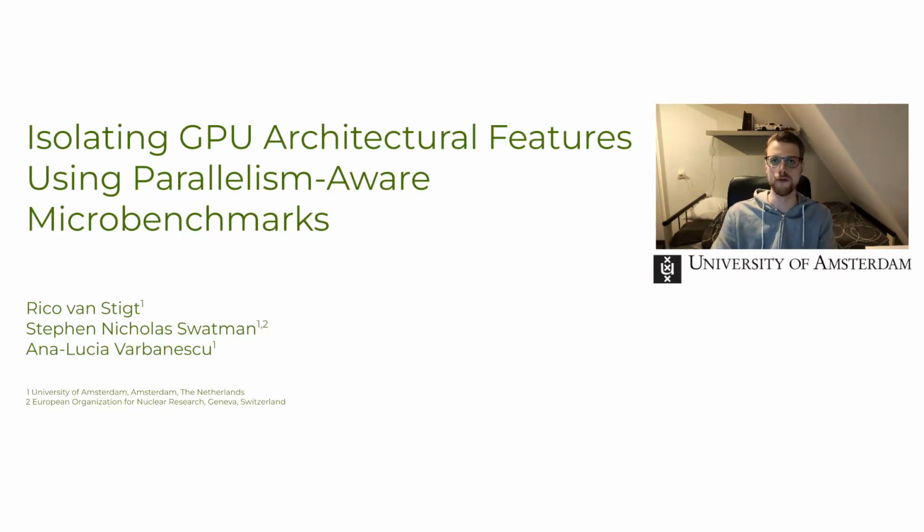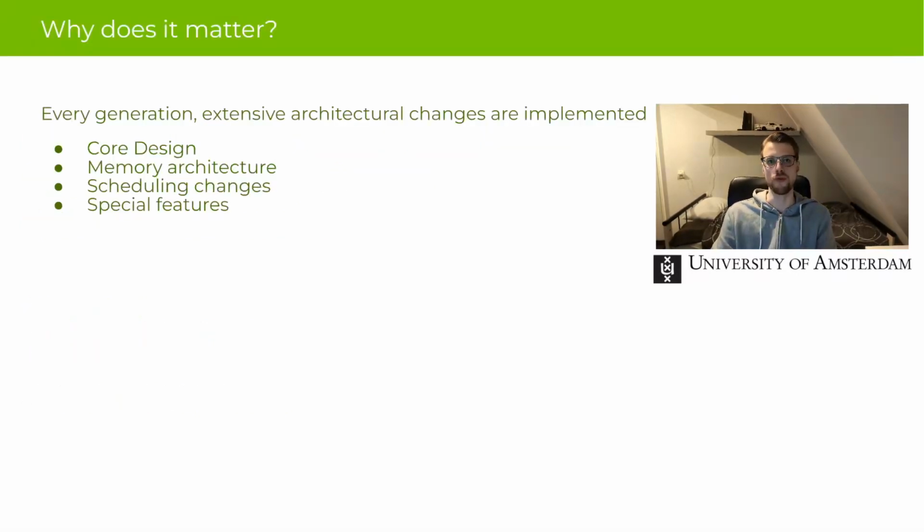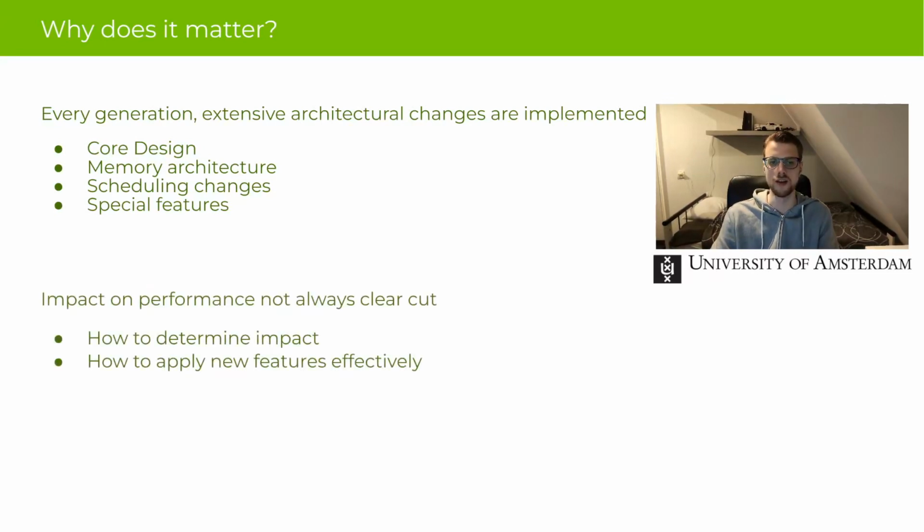In this presentation I will give a brief look into the research Stephen, Anna and myself have done on this subject. So why do we care about this subject? Every generation, extensive architectural changes are implemented in GPUs. These can range from core design to memory architecture to scheduling changes and even to special features such as tensor cores. But what's not clear is the effect these features have on performance. So what we are researching is how do we determine the impact and how do we apply these new features effectively.